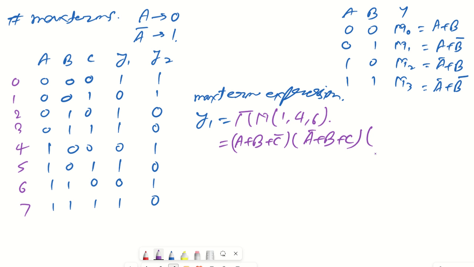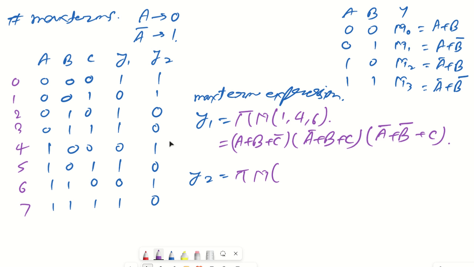Then 6 is a b c bar. You can see here we have a as 1, b as 1, and c as 0. So it will be a bar plus b bar plus c. So this is my complete max term expression for the y1 output. Okay, similar to that, can you quickly do y2? My y2 will be the product of terms wherever the zeros are, which you can list out.